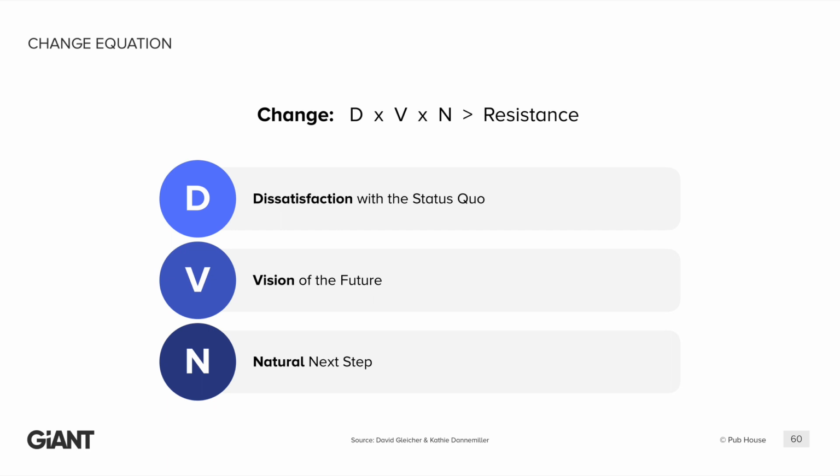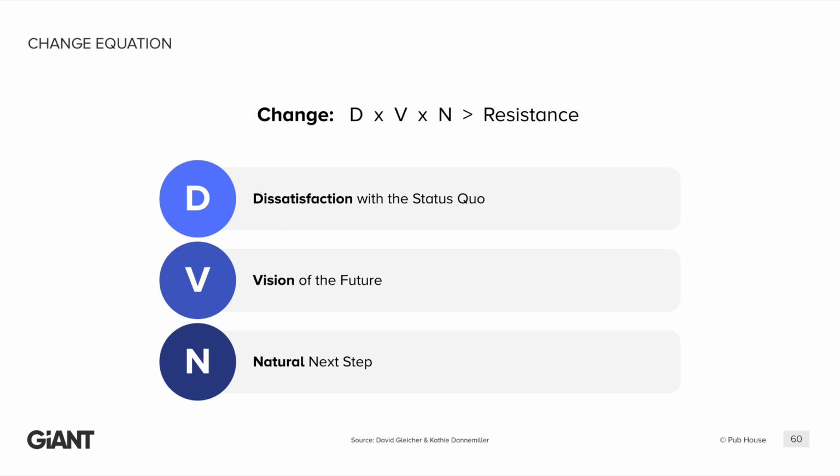The second is V, for vision. We need to have a compelling vision of the future that we want, or the future that we can see. Because if we don't, we'll just sit back down again. We need to know where we want to go or who we want to be.